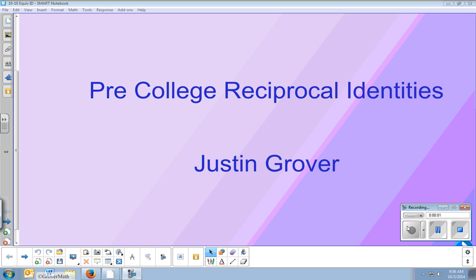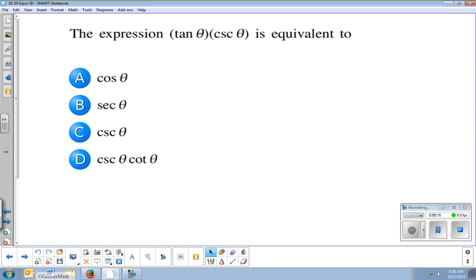Trig-free college, reciprocal identities. The previous video was trig identities, and that was all stuff from the trig reference sheet. That's not what this is. This is reciprocal identities. Let's look at this first question. What is tangent theta times cosecant theta?